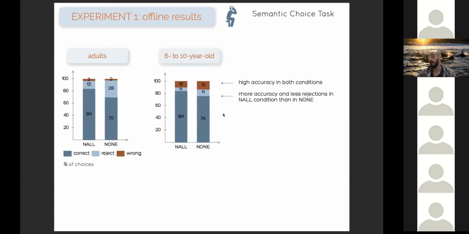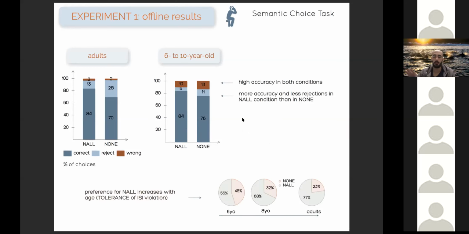What about the children? Very similar results. The children as well preferred the context compatible with the indirect implicature, in 84% of the time, and they had fewer rejections, okay? So it seems that they were more tolerant, especially in this context, to implicature violation. And they also accepted the implicature violation context less often. So high accuracy in both conditions, but more accurate and fewer rejections in the implicature support, which suggests that the children were sensitive to this indirect scalar implicature.